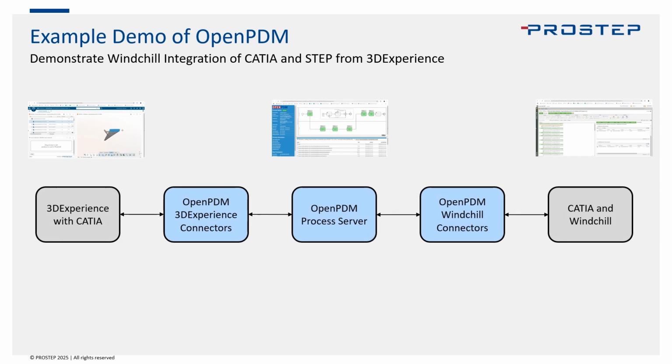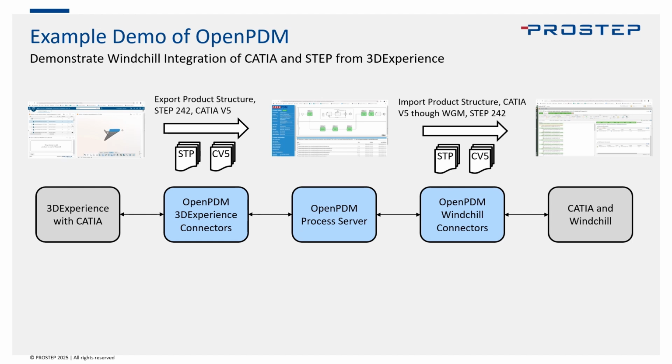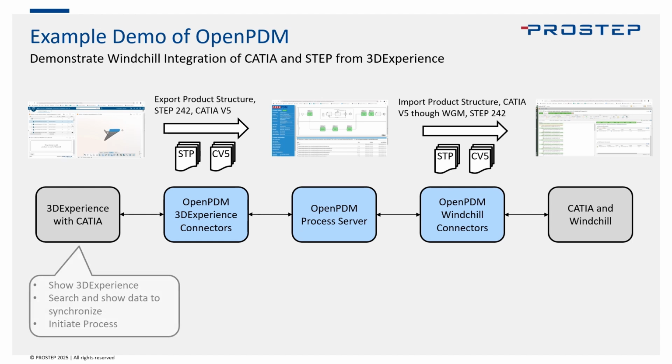So you can introduce OpenPDM with the 3DX connectors, the process server in the middle, and then the Windchill connectors. In this example, we're going to export from 3DX the product structure, STEP 242 data, and a downsave CATIA V5 from the new modern CATIA. And then we're going to import that product structure, that's parts and designs, import the CATIA V5 through the Workgroup Manager, and then also import the STEP 242.